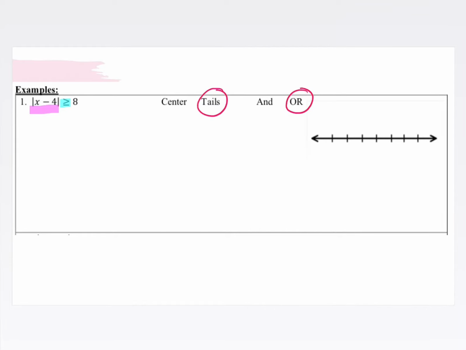Now at the same point that we would have for an absolute value equation, we would split. So I'm going to split here. We have x minus 4 is greater than or equal to 8. And x minus 4 is less than or equal to negative 8. So just like with absolute value equations, we change the sign with one of our equations after we split. With absolute value inequalities, we have to change the sign of our number and the inequality sign.